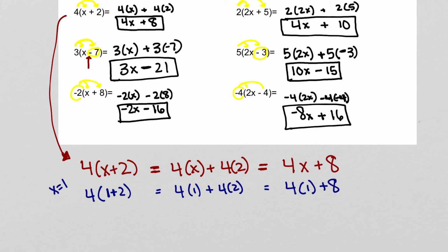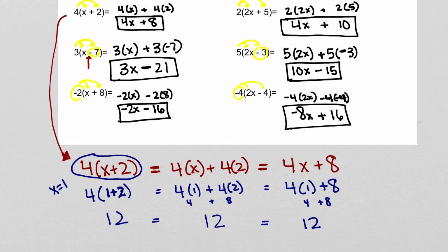Let's see. 1 plus 2 is 3, right? And 4 times 3 is 12, okay? Well, here, 4 times 1 is 4, and 4 times 2 is 8. That is 12. Here, 4 times 1 is 4, plus 8, which is 12. So if you see, each one of these is an equivalent expression because they all, in this case, if x were 1, they would all equal 12.